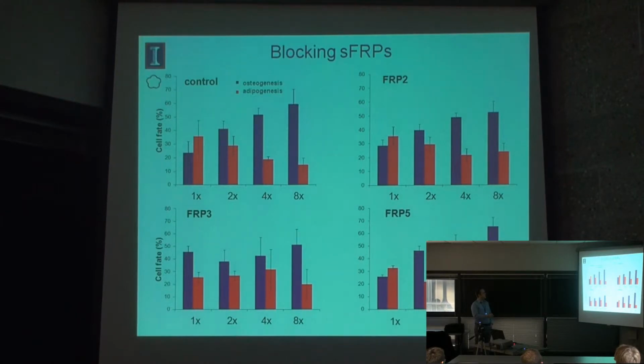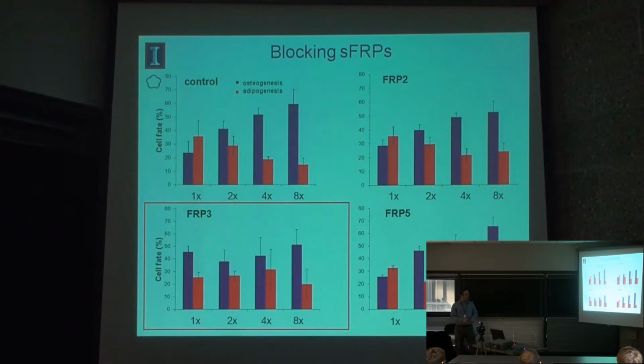And what we saw is that here's our control again, more fat on the 1X that decreases as you increase the spacing. If you block secreted Frizzle-related protein 2, that we saw high expression of, no real change, maybe some slight change, but nothing significant. 5, nothing significant. But then here, with the secreted Frizzle-related protein 3, when you block those in culture, we see partial abrogation of this density dependence. So right now, this is one of our top candidates for a molecule that may mediate this paracrine signaling effect.